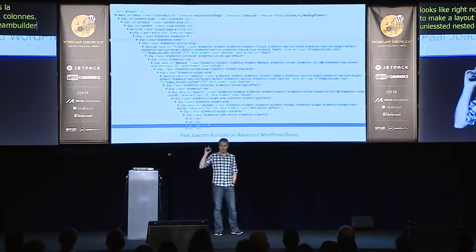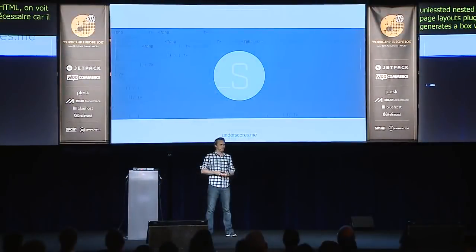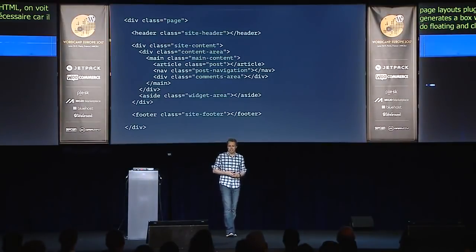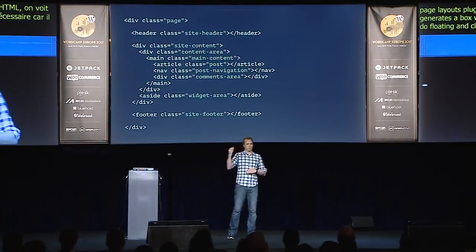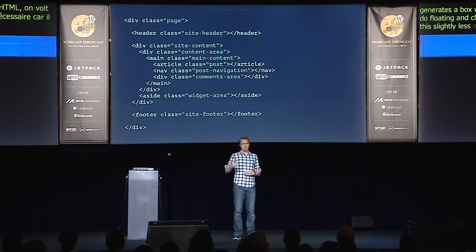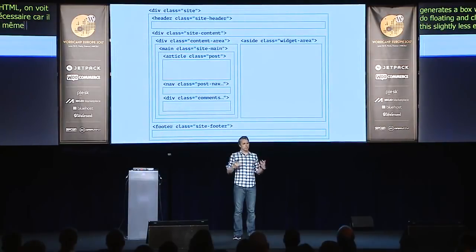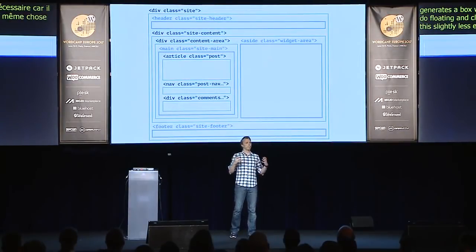I can tell you by looking at this HTML, all of this stuff generates a box with some content in it. But it's necessary because we have to do all this floating and clearing and nesting and nesting and nesting and nesting. Underscores does the same in a slightly less extreme version. When you look at the overall markup of underscores, there's a bunch of elements within underscores that are there solely for the purpose of layout.